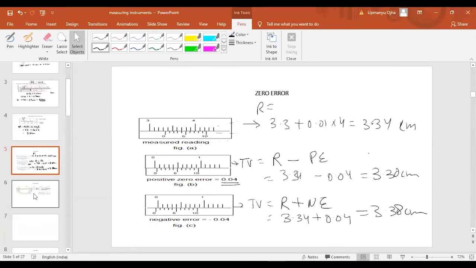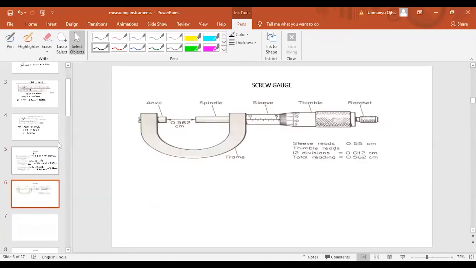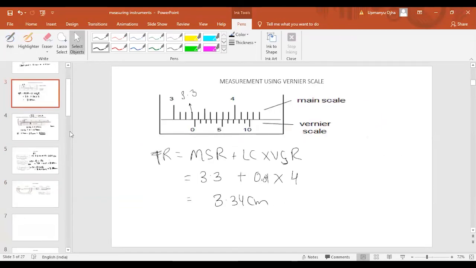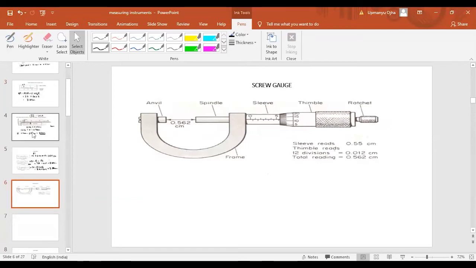Now the next instrument is screw gauge. What is the advantage of screw gauge? The least count of the vernier scale is 0.1 millimeter. The least count of screw gauge is 0.01 millimeter, which means it can measure a more exact value as compared to the vernier scale.